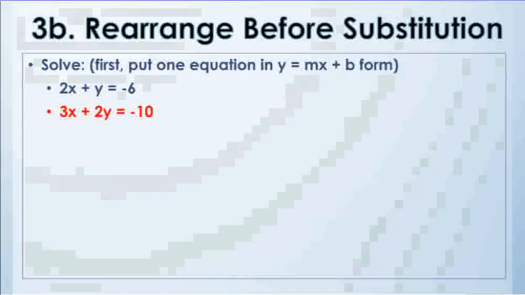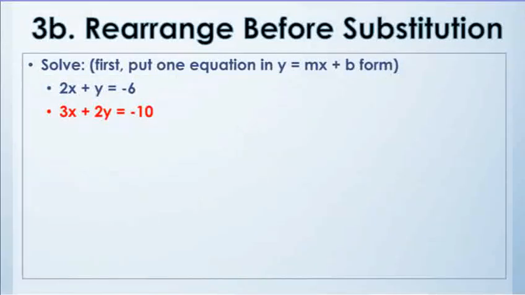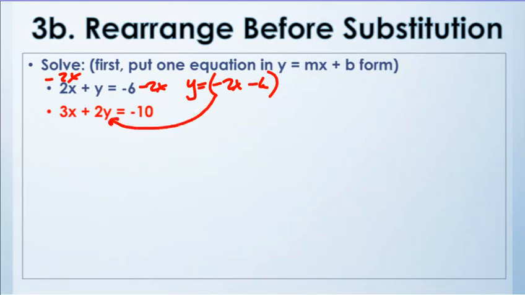Look at another one. This one's not as difficult because we have one of the y's here with no coefficients. So I'm going to subtract 2x on both sides. And I have y equals negative 2x minus 6. This is what y equals. I'm going to substitute that in for the y of the other equation.